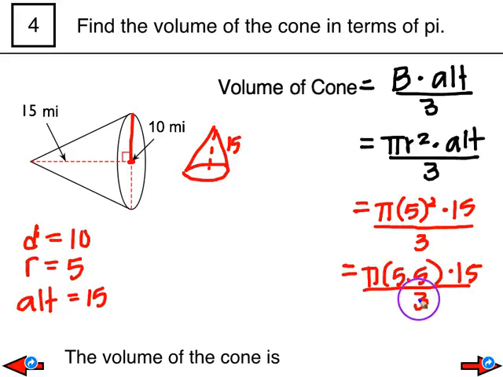I can cross cancel the 3 and the 15. Both can be divided by 3 to reduce the fraction. So 3 divided by 3 is 1, and 15 divided by 3 is 5. Here I'm just going to multiply straight across. 5 times 5 is 25, 25 times 5 is 125. So I would get 125 pi. My final answer would then be the volume of the cone is 125 pi.